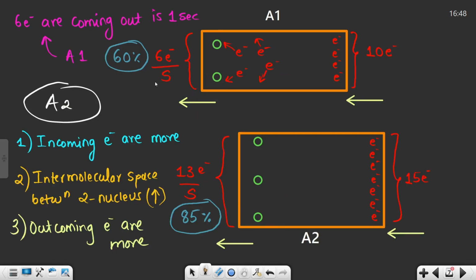Okay, so you see over here, in the earlier case, if 6 electrons were coming out per second, now in this case almost 13 electrons are coming out per second. So you see, 85% of electrons are coming out. In the earlier case, only 60% of electrons were coming out. So that's the overall idea when it comes to area.